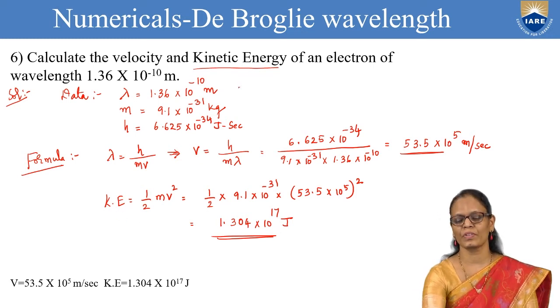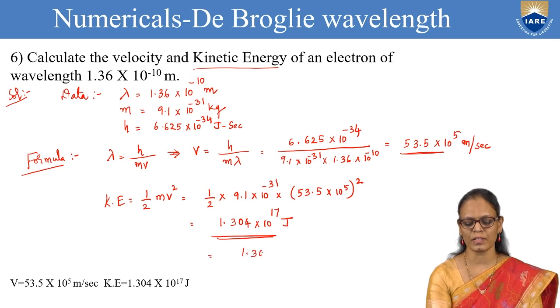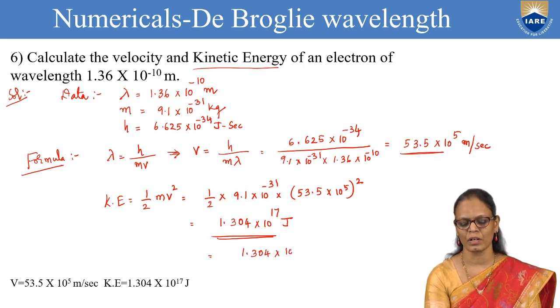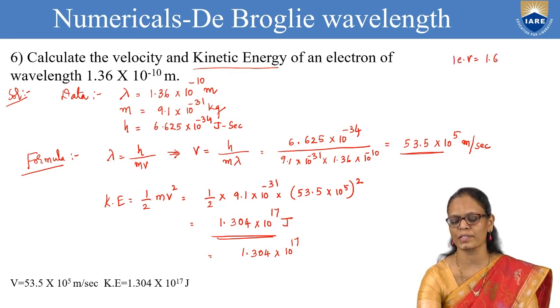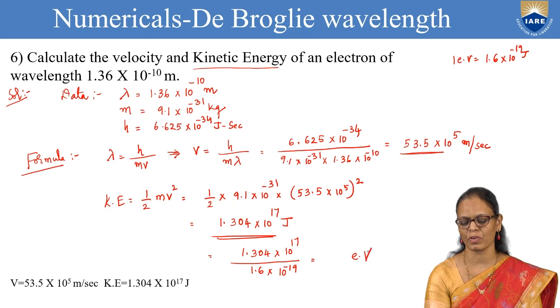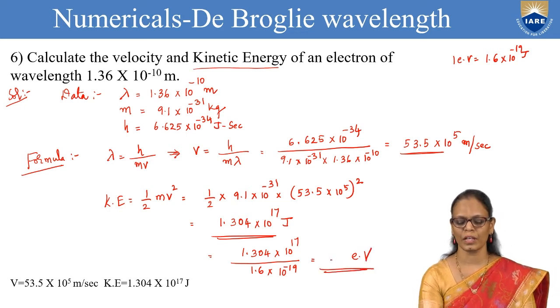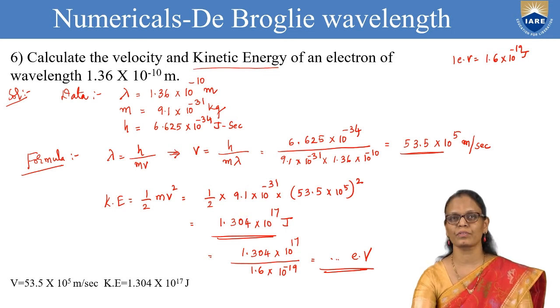Suppose in the numerical, they are asking you to express the kinetic energy in electron volt. Then what you need to do here is divide this, because we'll use the conversion. What is the conversion? 1 electron volt is equal to 1.6 into 10 to the power of minus 19 joules. So we'll use the conversion and divide by 1.6 into 10 power minus 19, and you will get the answer in electron volt. This is how you convert it into electron volt.